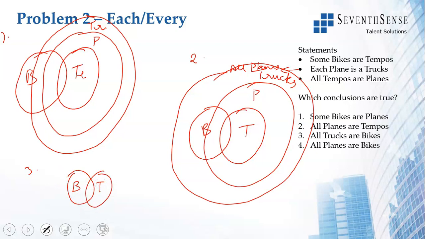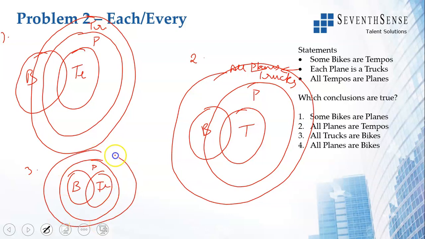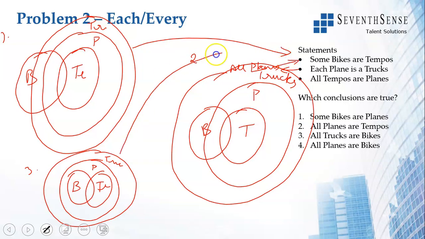Okay. All tempos are planes and all planes are trucks. I draw it in this way. So I have 3 drawings. All 3 drawings are according to this statement. You can just draw it in different ways.